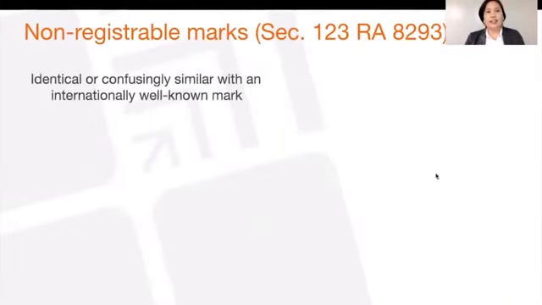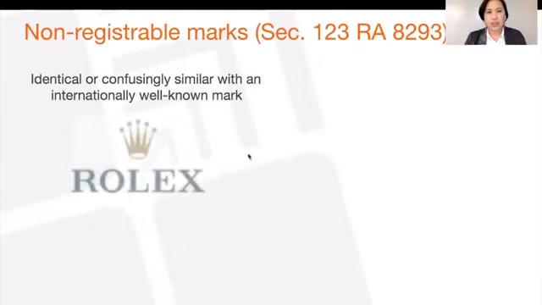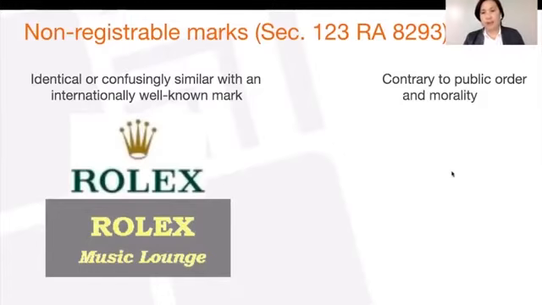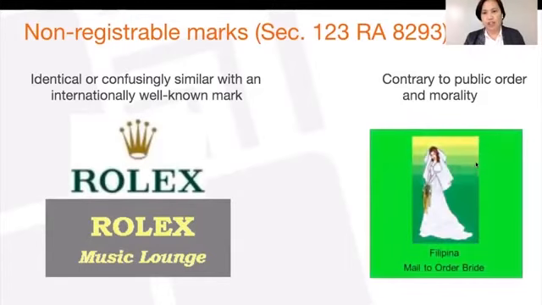Those that are identical or confusingly similar with an internationally well-known mark cannot be registered, such as using Rolex for a music lounge. And of course, those that are contrary to public order and morality cannot be registered as trademark.